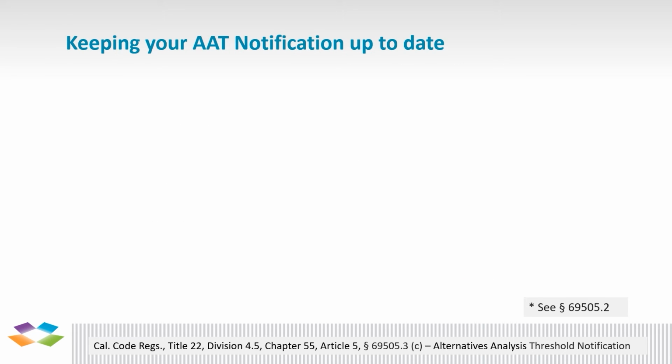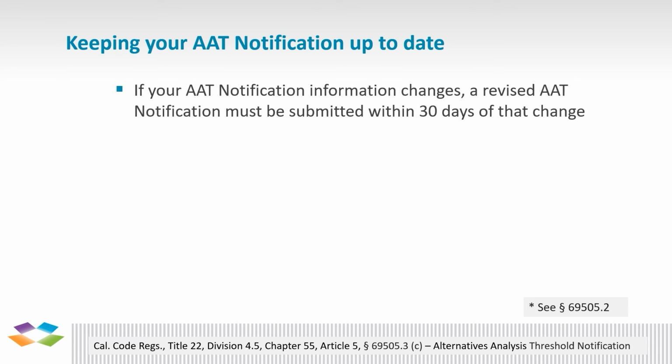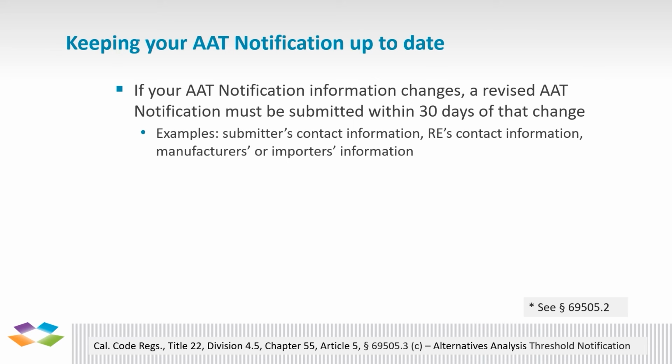There are certain conditions under which DTSC requires manufacturers to submit additional notifications after the original AAT notification submission. If the information provided in the original AAT notification changes, you must submit a revised alternatives analysis threshold notification within 30 days of the change. Examples of changes include the contact information of the person who submitted the AAT notification, a related responsible entity's contact information, or information about manufacturers or importers.